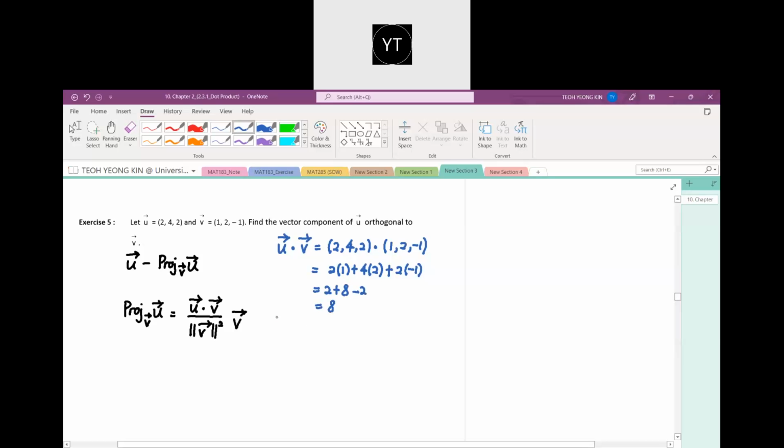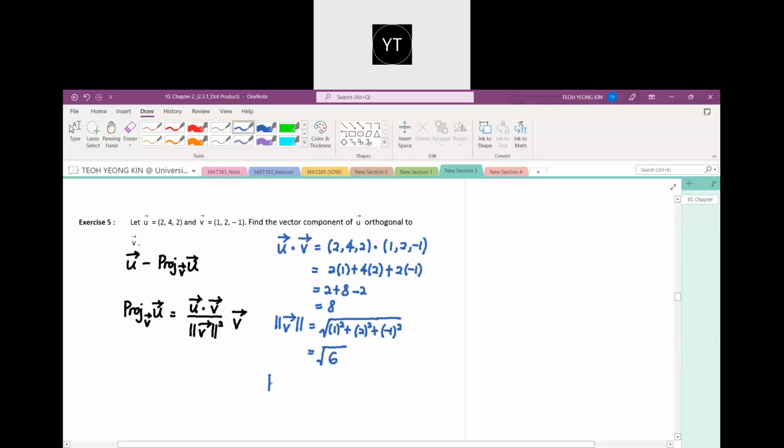Next is the magnitude of v. So the magnitude of v will be equal to the square root of, where the coordinates of v are 1, so 1 squared, plus 2 squared, plus finally -1 squared. So from here we have the square root of 4 plus 1 plus 1, which is 6. Square root of 6. So now we substitute into the formula of the projection of vector u onto vector v.